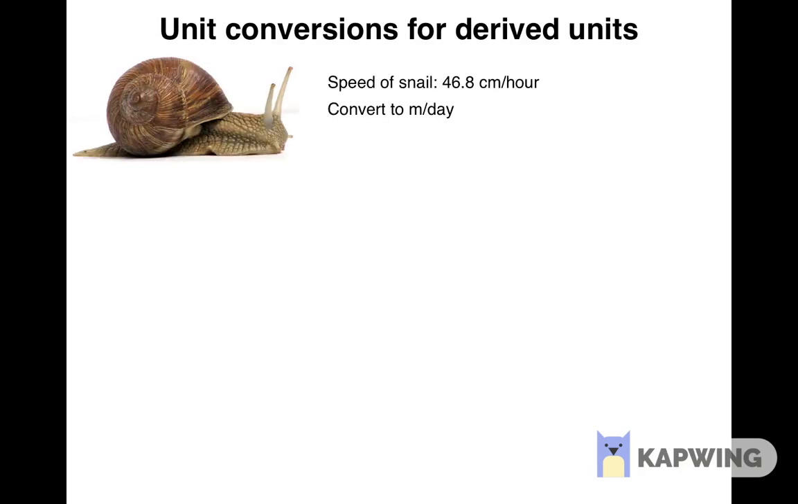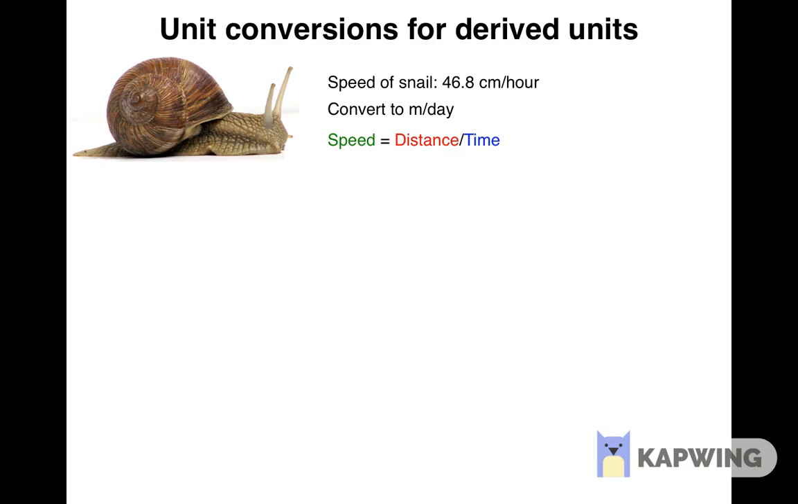A snail's speed is 46.8 centimeters per hour. How can we convert the speed to meters per day? Well, we know that distance and time are both quantities that can be measured in SI base units, meters and seconds, respectively. We also know how speed, a quantity that is measured in derived units in SI, namely in meters per second, is related to distance traveled and time spent traveling. Speed is the distance divided by time.